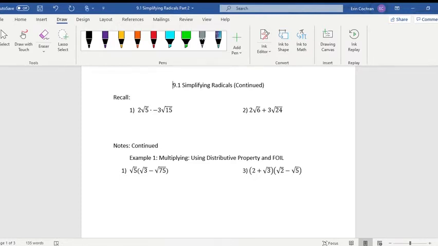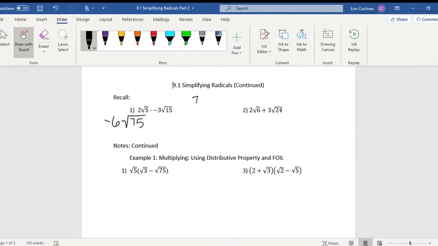So if we had 2 radical 5 times negative 3 radical 15, remember, we multiply the outside numbers, so 2 times negative 3 is negative 6, and then we multiply the radicands. 5 times 15 is 75. And then we break down 75. We always make sure we simplify.